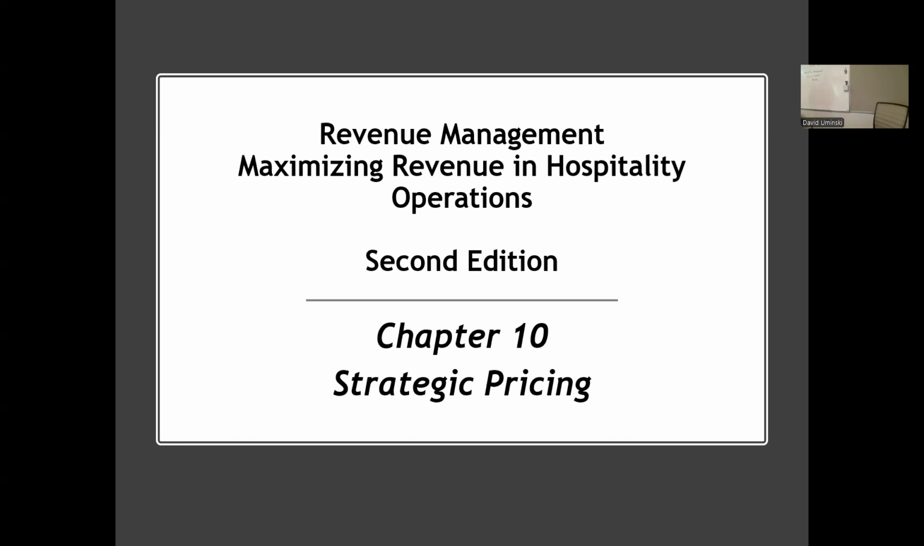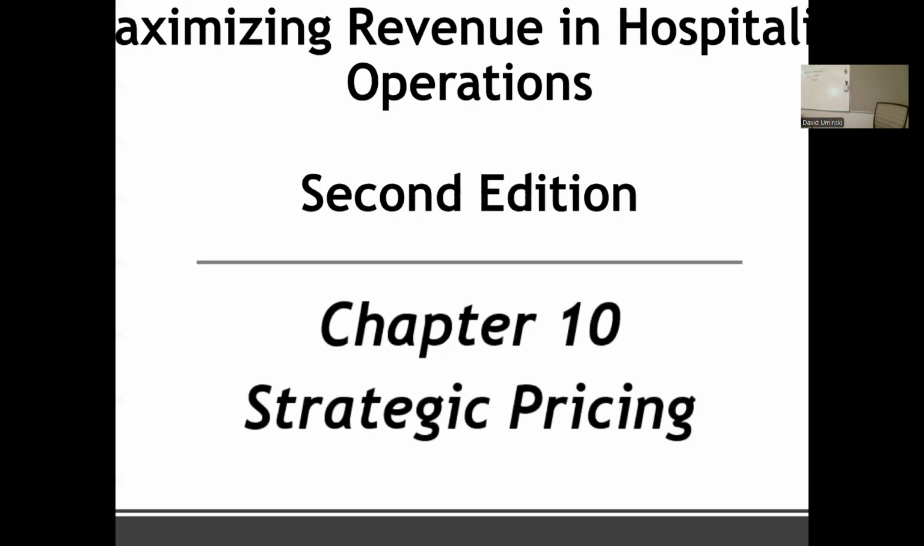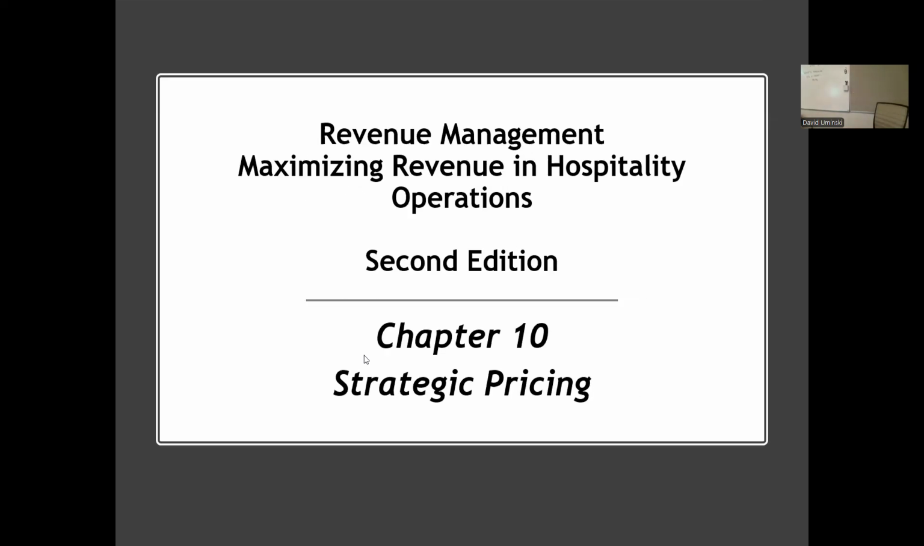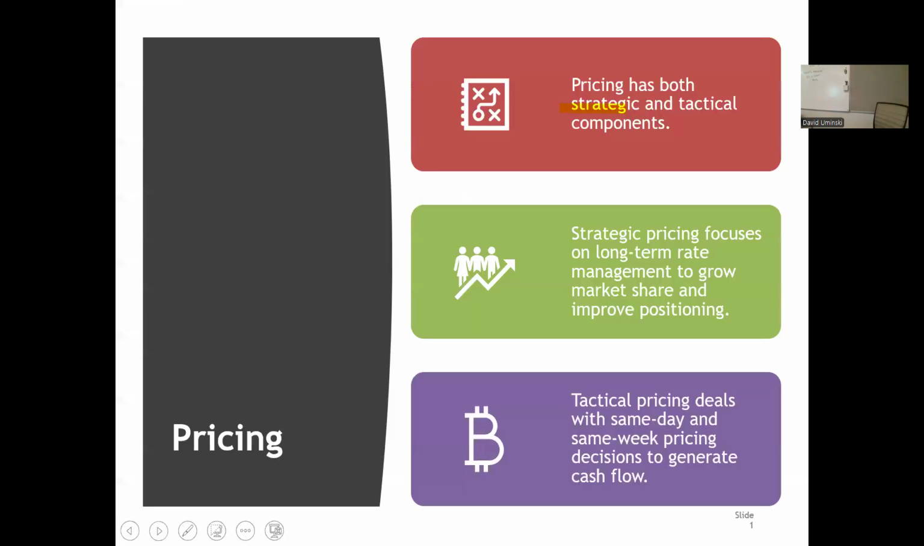Chapter 10, we're going to talk about strategic pricing, and the kinds of things we can do from the hotel perspective in the long term. So remember, strategic is long term, what we want to do. Tactical is the short term.